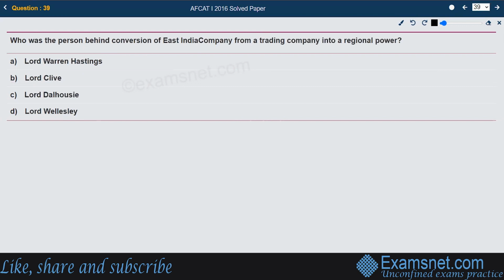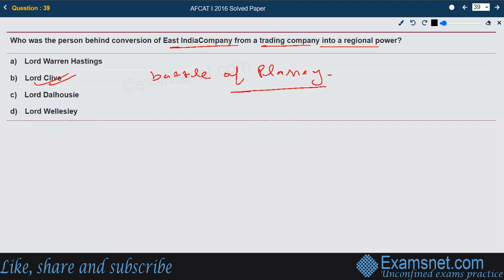Next, who was the person behind the conversion of East India Company from a trading company into a regional power? And the right answer is Lord Clive. Lord Clive converted the East India Company into a regional power after winning the Battle of Plassey. There was a famous Battle of Plassey held between East India Company and the Indian Nawab Sirajuddaulah. So, Battle of Plassey. This is where the East India Company converted from a trading company into a regional power.